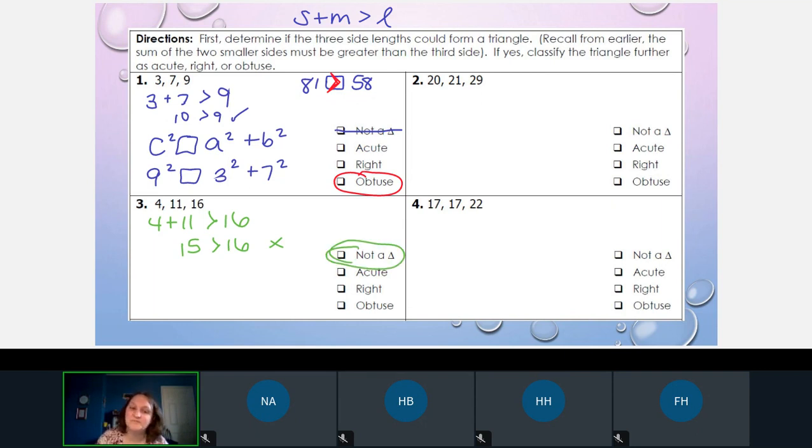Not a triangle. If I hadn't done that step, I would now still be doing 16 squared compared to 4 squared plus 11 squared, and I would be picking the wrong answer. So you've got to make sure the triangle actually exists before moving on. Okay?